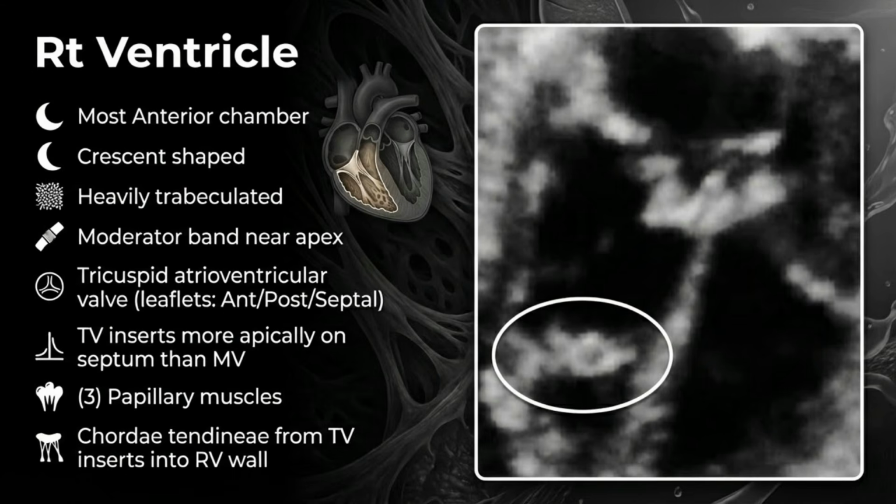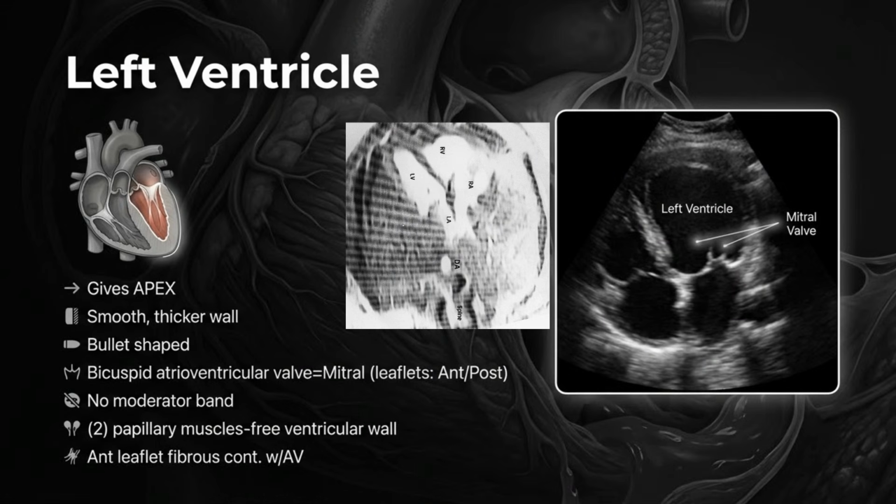The right ventricle is the most anterior chamber and is crescent-shaped. Key features include the moderator band near the apex and the tricuspid valve inserting more apically than the mitral valve. The left ventricle is smooth, has a thicker wall, and is bullet-shaped. It forms the apex and contains the bicuspid atrioventricular or mitral valve. There is no moderator band in the left ventricle.